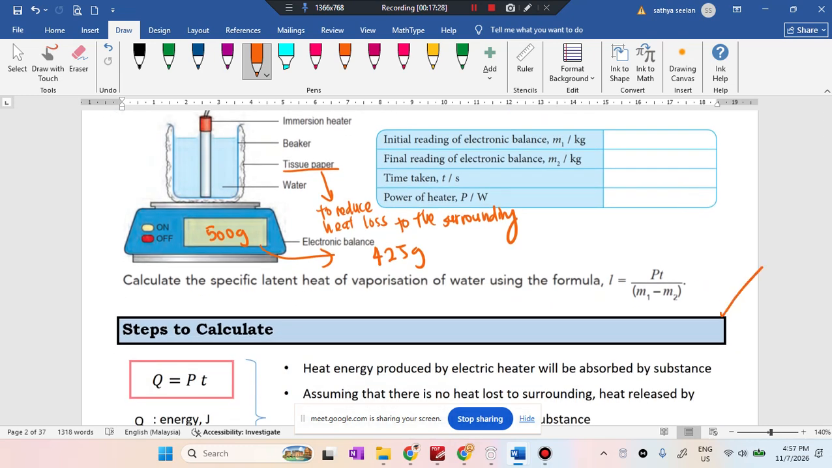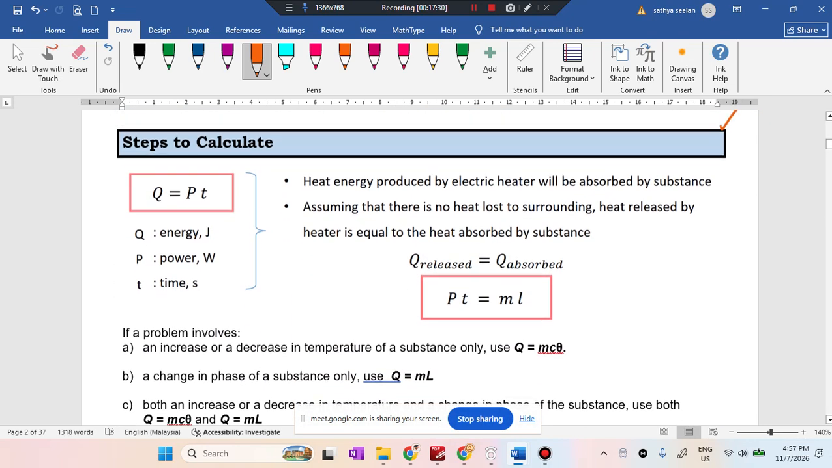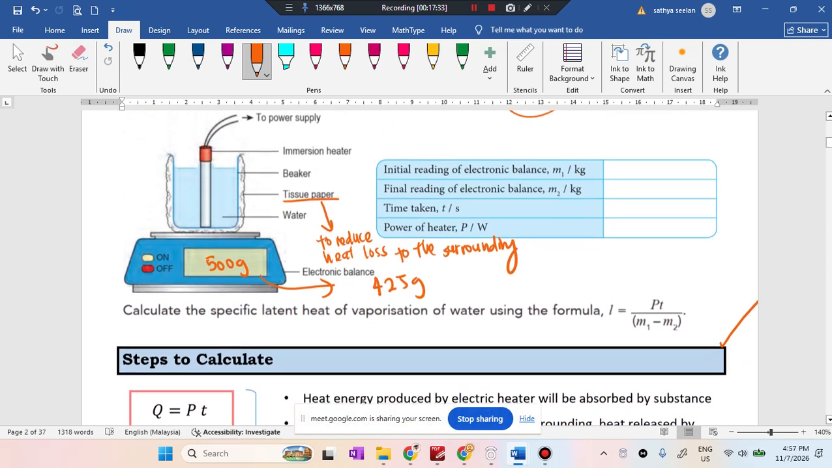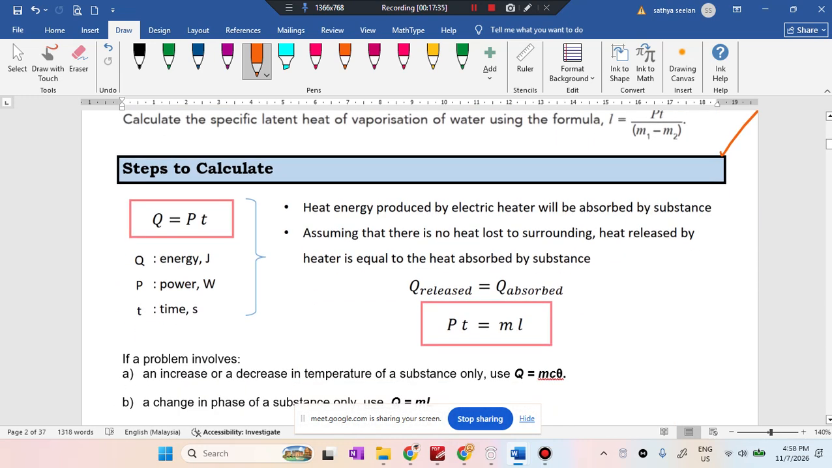So, also use the same formula. Okay. Now, step to calculate. Okay, ready? Okay, first thing, we know that heat energy produced by electrical heater will be absorbed by the substance, right or not? So, heat supplied equal to heat absorbed. Ini cikgu dah ajar from 4.2 itself. Sebab tu, heat supply nya adalah power multiplied by time, by the electric kettle or electric immersion.